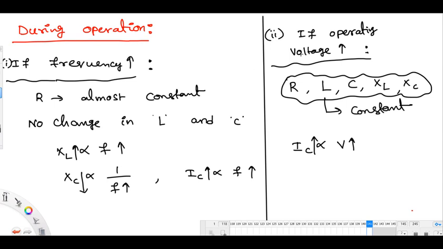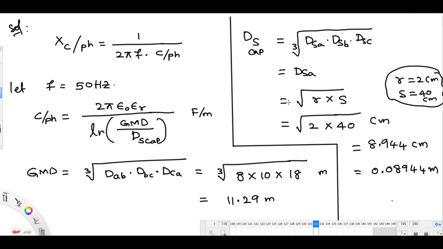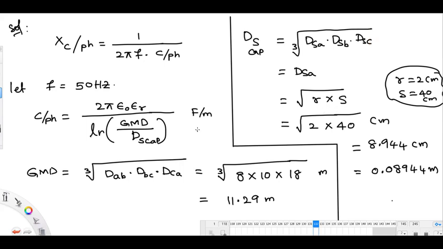Sir, what is the difference between GMR and D_S cap? Only that 0.7788 is missing. Because you don't have any internal flux linkages. Sir, in bundle conductors, GMR also means R dash is equal to 0.7788 into R, no, sir? In case of bundle of conductors, in inductance calculation, not in capacitance, you should take R dash into S. Okay, sir. Thank you, sir.